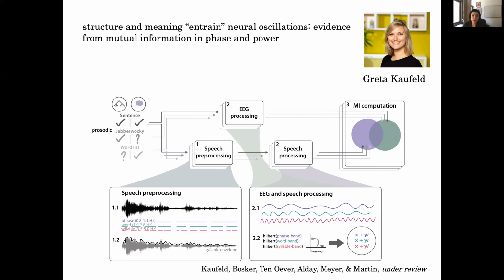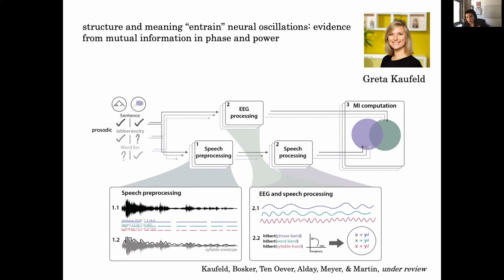to be restricted only to the case of isochronous speech, when the timing of the input is very heavily controlled. So Greta took a different approach in her work, where she used naturally produced sentences that we then were going to vary along interesting dimensions. So we wanted to have a sentence condition where we have a naturally produced sentence.